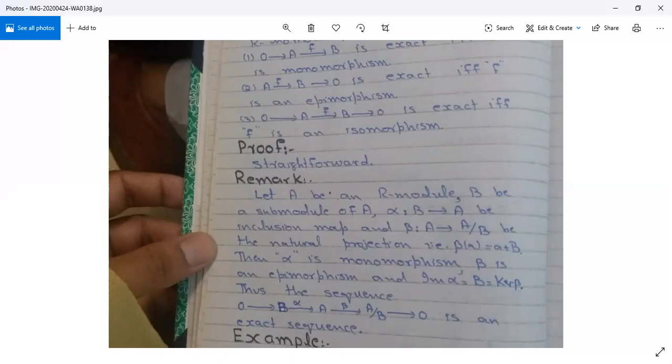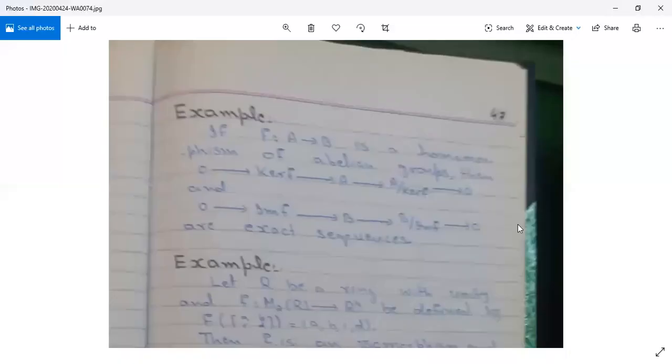After this we will study the next page. After this we have studied some examples. If a function f from A to B is a monomorphism of abelian groups. What is abelian? Abelian, basically G is a group which satisfies the four conditions. For an abelian group it satisfies five conditions.